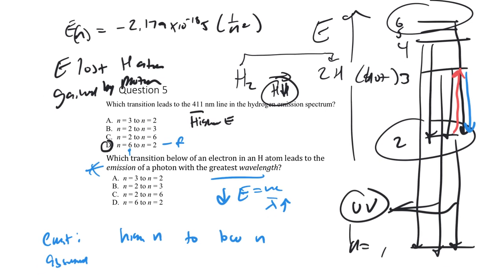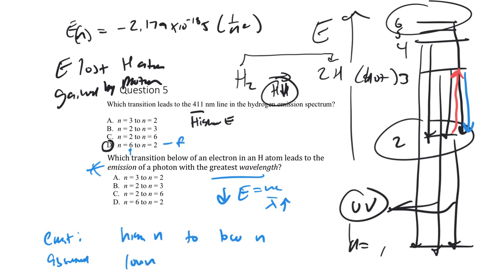If we go from low to high n, then that could be accomplished by the absorption of light. And so to have emission, we have to go from high to low, and then this is going to be the lower energy, 3 to 2. So n equals 3 to 2. That's the greater wavelength, lower energy transition of these four that are shown here.